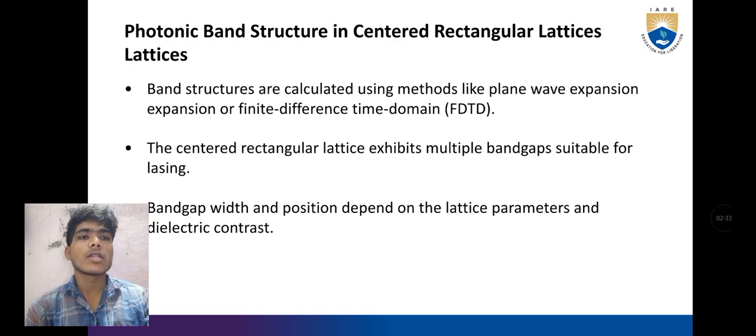Photonic band structure in center rectangular lattices. Band structures are calculated using methods like plane wave expansion or finite difference time domain, FDTD. The centered rectangular lattice exhibits multiple band gaps suitable for lasing. Band gap width and position depend on the lattice parameters and dielectric contrast.